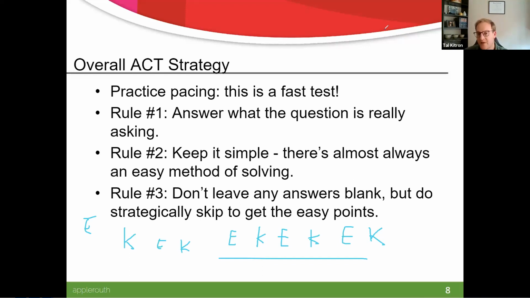Leave nothing blank; bubble in straight down the line for anything you don't get to. It's very important. And honestly, that can make the difference between a 27 and a 30 on the ACT, just if someone finishes and doesn't answer versus they guess at the end.